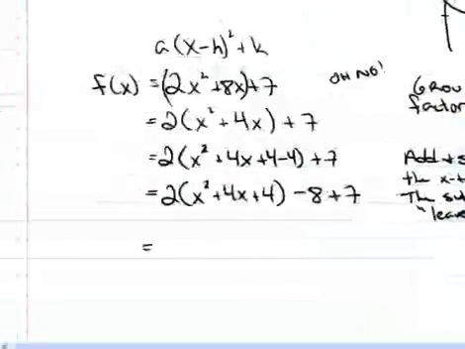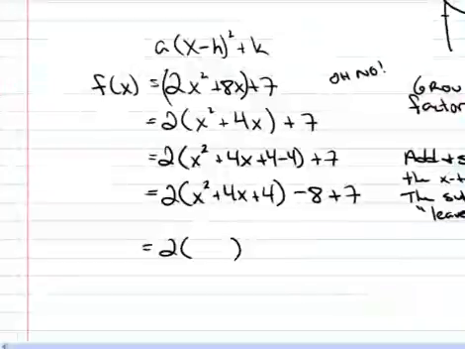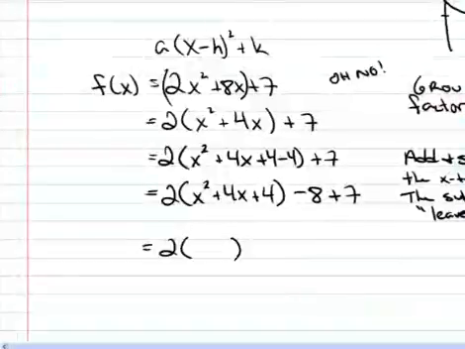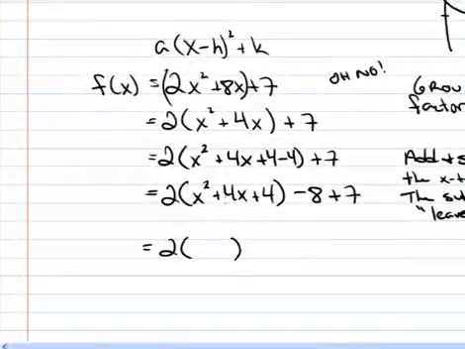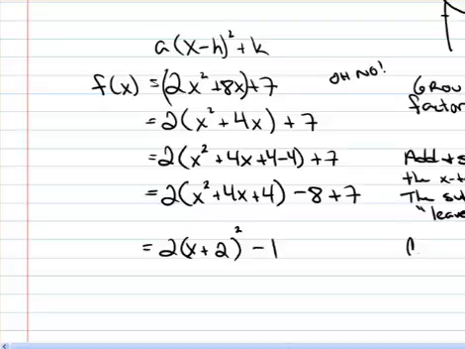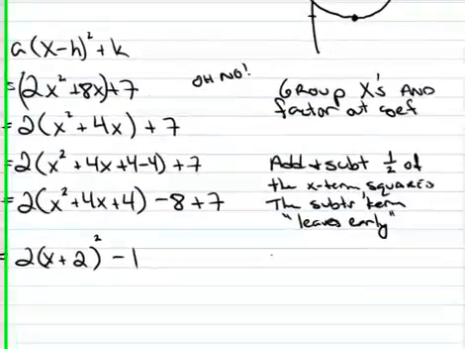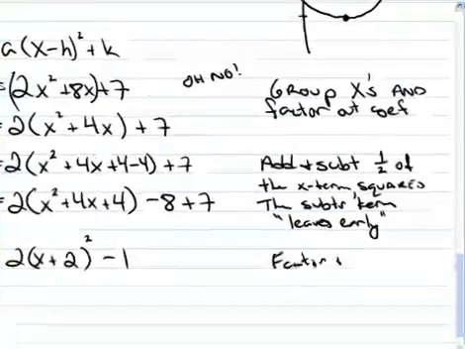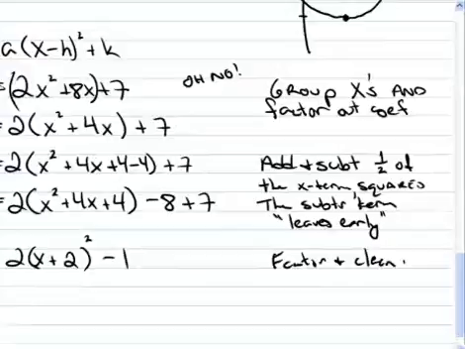So all we have left is to clean it up. This is a perfect square trinomial because the last term is squared and the square root is half of the middle. So that means it will factor into square root of the first, square root of the second, all squared. -8 plus 7 is -1. Factor and clean it up.